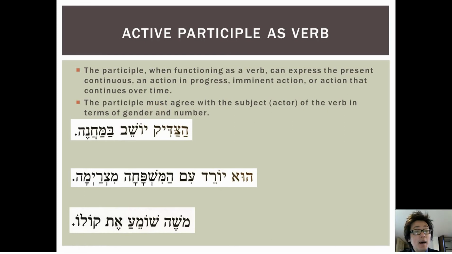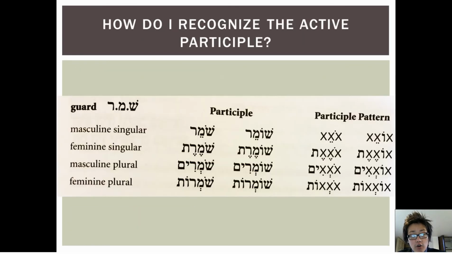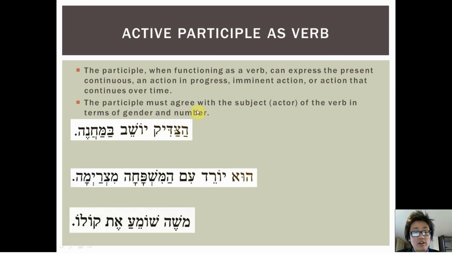So we know that somebody is going to be sitting, dwelling, or residing. It's yoshev, no endings. So based on what you know from this past chart, what is it going to be? MS, FS, MP, FP. Well, no endings, right? So it has to be MS, masculine singular. Now, what about hatzadik?